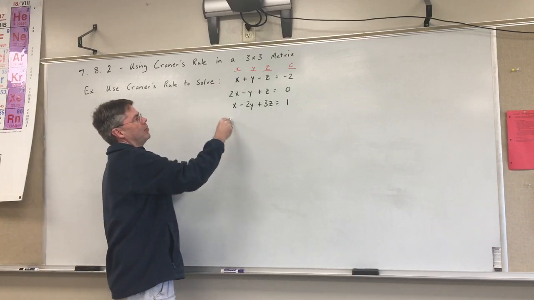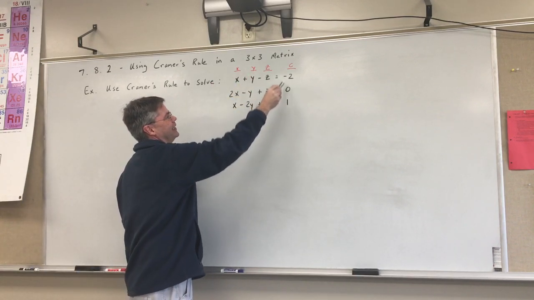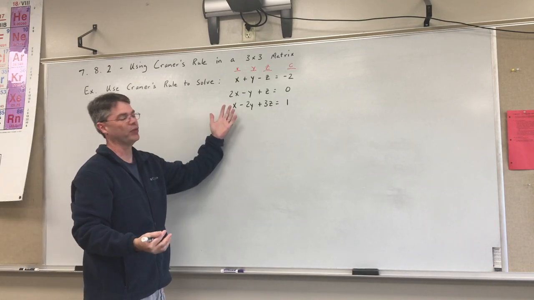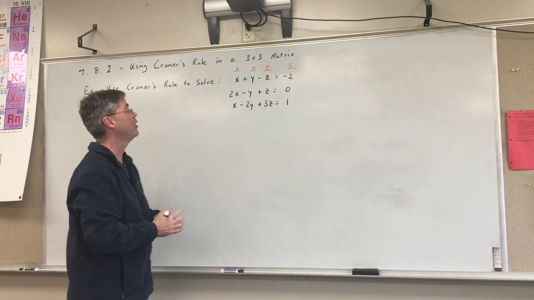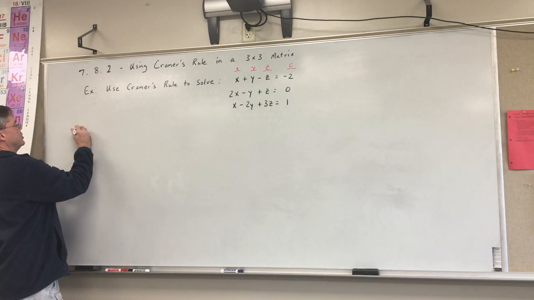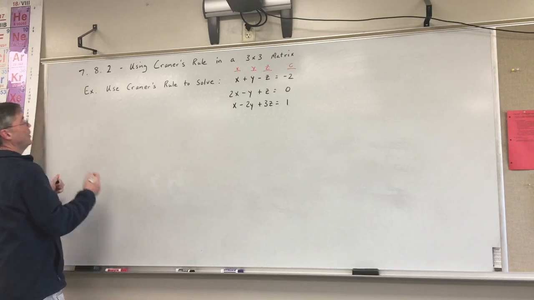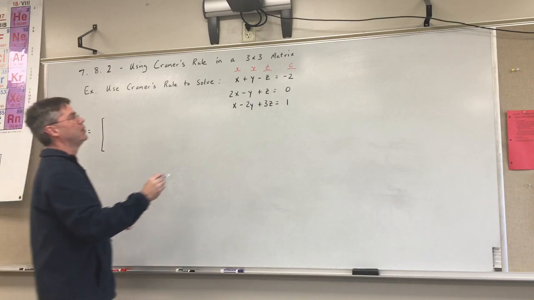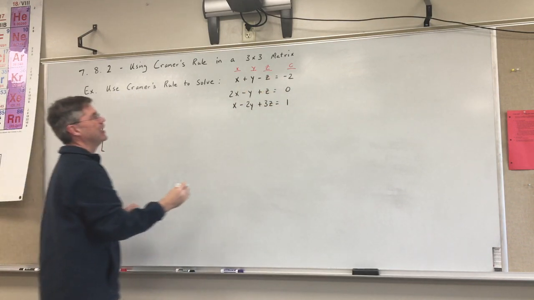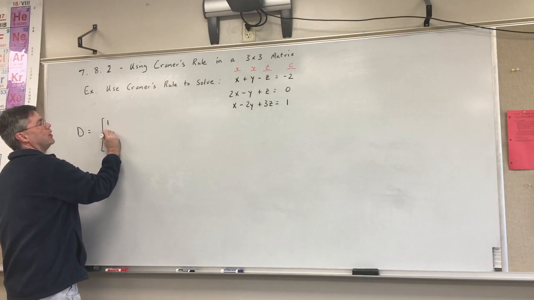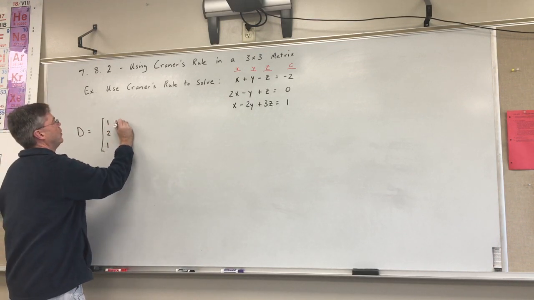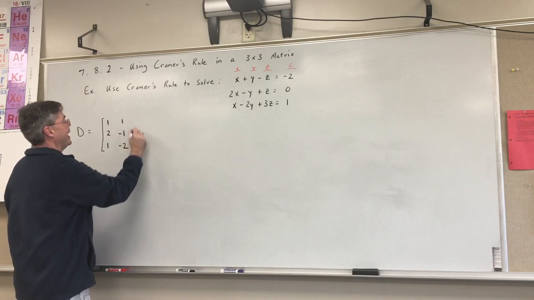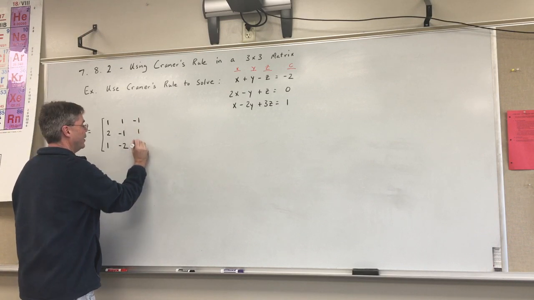So we have the x column, the y column, the z column, and then the constant column. This time we're going to make up 4 3x3 matrices and get the determinants of them. All right, so first we need to make matrix D. Matrix D is a 3x3 matrix that includes the x, y, and z columns, but not the c column. So we would have 1, 2, 1, 1, -1, -2, -1, 1, 3.